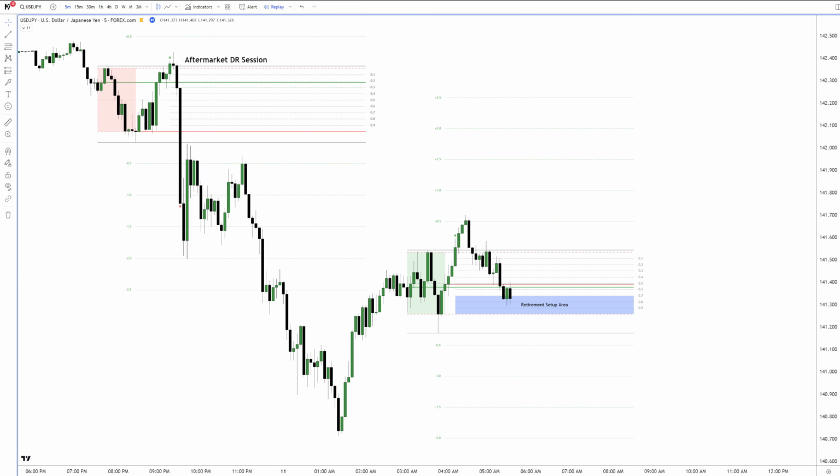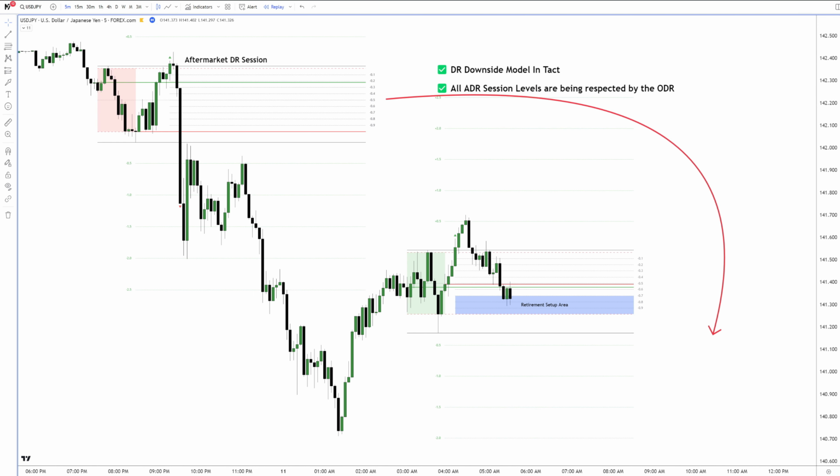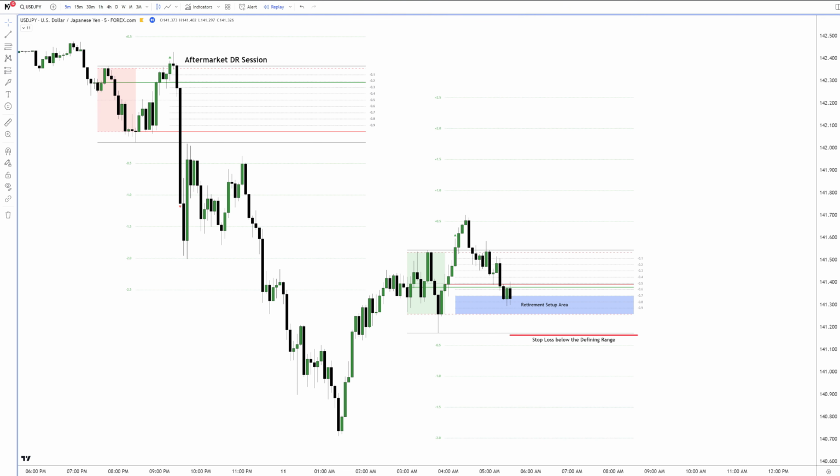This caution comes from the fact that the relationship between the ADR and ODR still suggests we're in a DR downside model. The key here is that all ADR levels are being respected by the ODR. For this setup, the stop loss should be placed below the defining range, as this setup offers a higher probability of price closing above the DR in a long confirmation scenario.